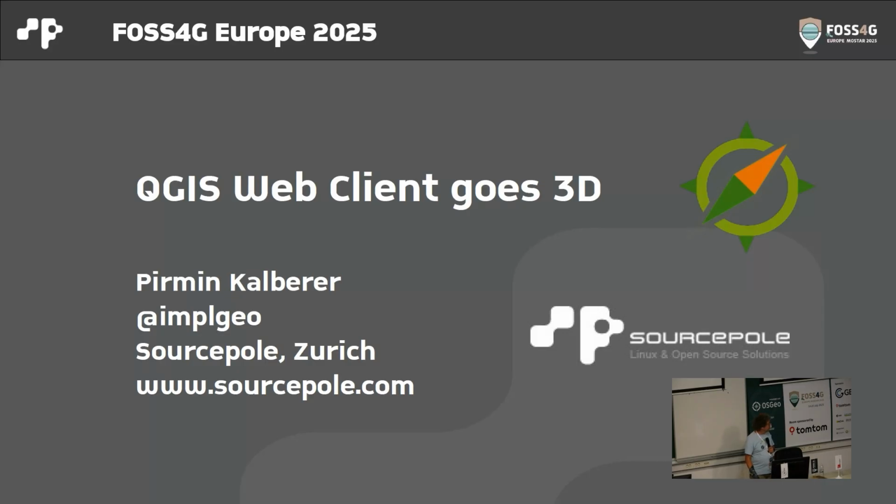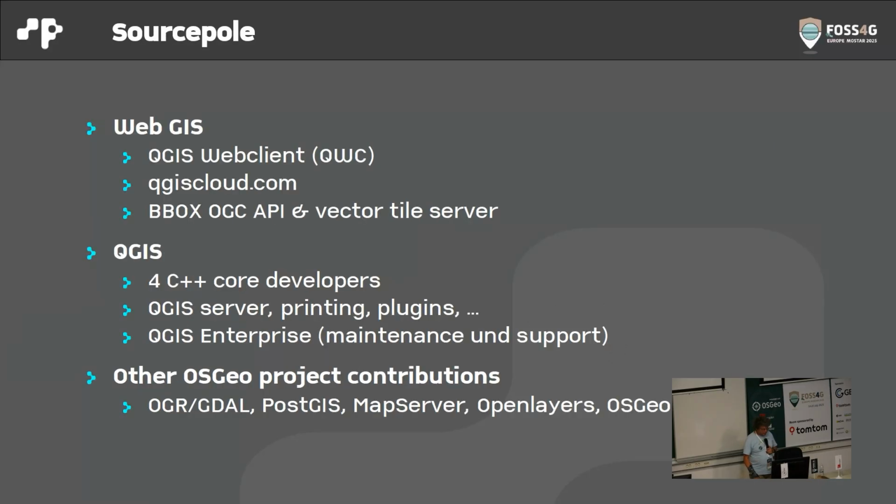News. I work for SourcePol. We are located in Zurich. We do WebJS with QGIS Web Client, obviously. We have a service called QGIS Cloud. We also do OGC API, and have our own implementation called Bbox. We also do QGIS core development and use and contribute to other OSGeo projects.